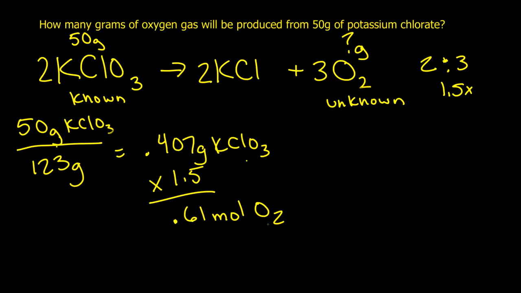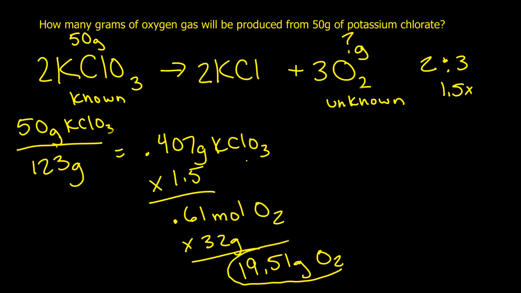Third step is you convert your moles back to the unit of interest. So I want to multiply by the molar mass. Oxygen gas weighs 32 grams. And I get, once again, 19.51 grams of oxygen gas.